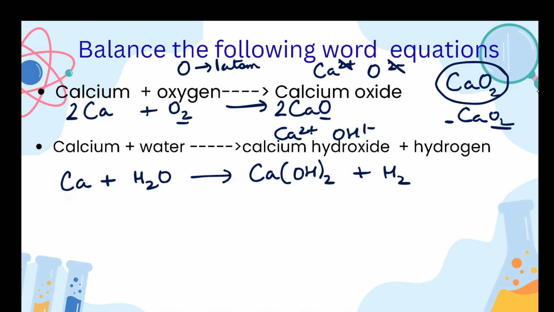Let's balance this also. Calcium is 1 on both sides, hydrogen is 2, but here total hydrogen is how much? 4. 2 plus 2, 4. So how can I make my hydrogen 4 on the reactant side? By placing 2 in front of water. So 2 2s are 4. Hydrogen is balanced. Oxygen is how much over here? Oxygen is 2. Here also oxygen is 2. So the given chemical reaction is balanced.